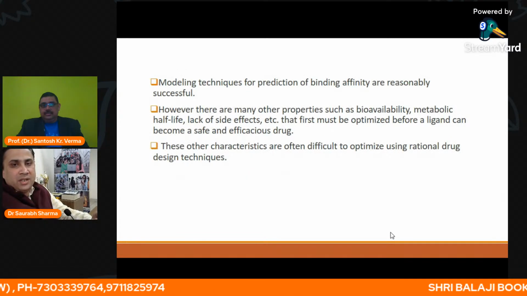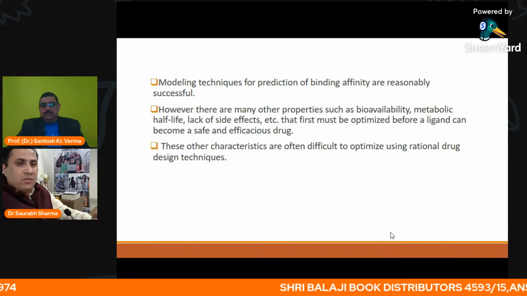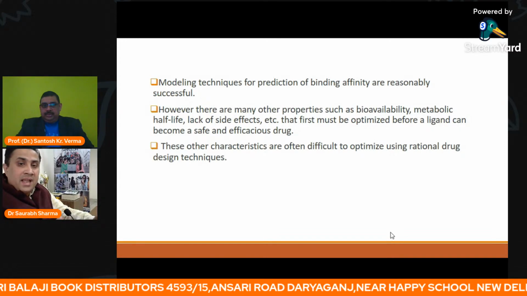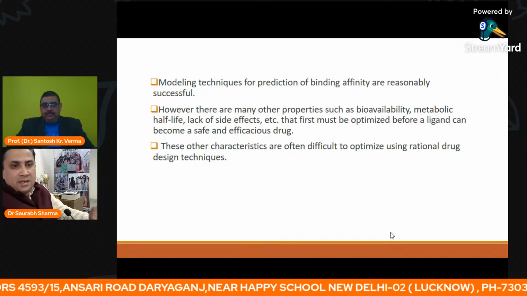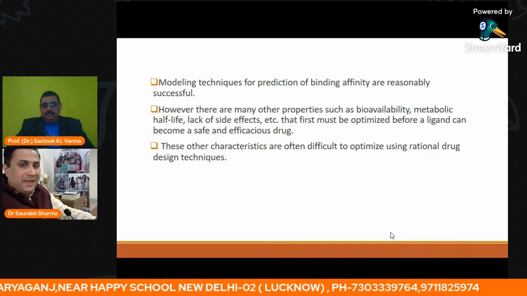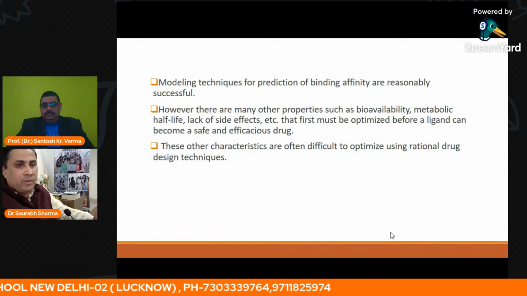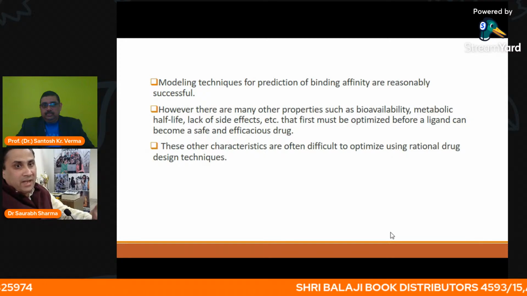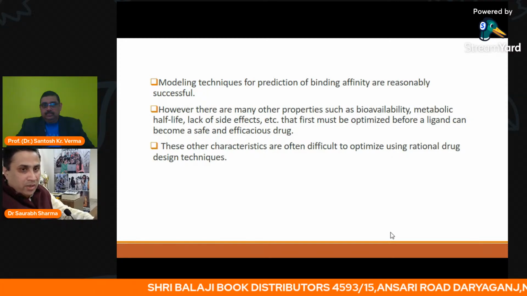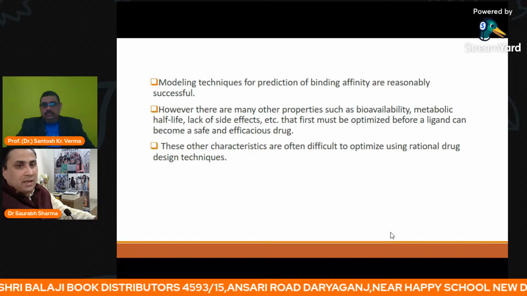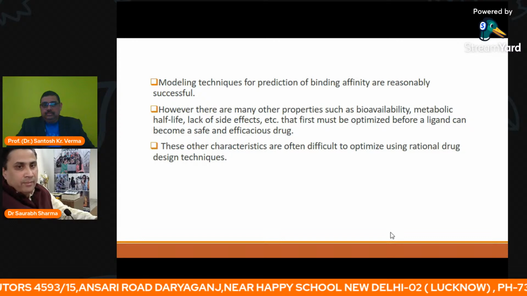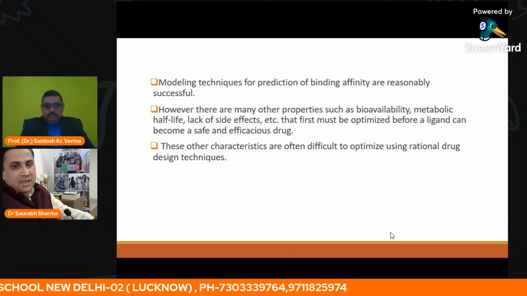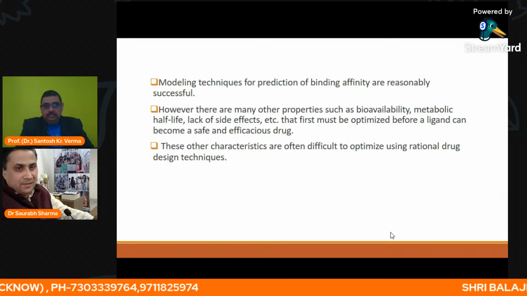The modeling techniques for prediction of binding affinity are reasonably successful. However, there are many other properties such as bioavailability, metabolic half-life and lack of side effects that are not encountered when you are just designing a drug, I mean a ligand, with the target. These properties, bioavailability, metabolic half-life and other pharmacokinetic profiles, are not taken into consideration, but they are very important. The ligand and target are very important, and with that the metabolic effects and the pharmacokinetic profile must be taken care of for a safe and efficacious drug. So these other characteristics are often difficult to optimize using rational drug design techniques.